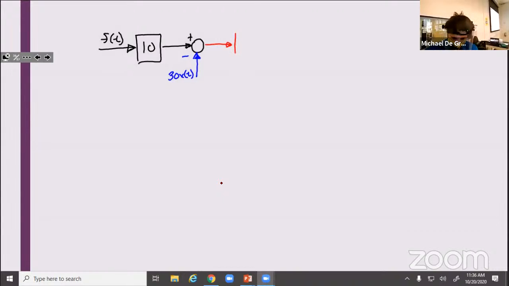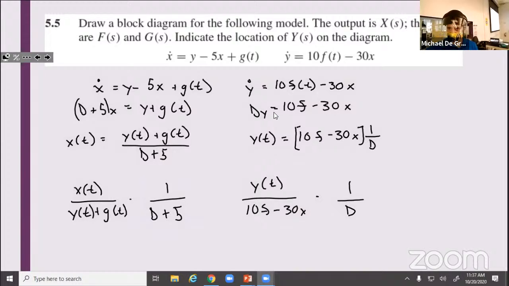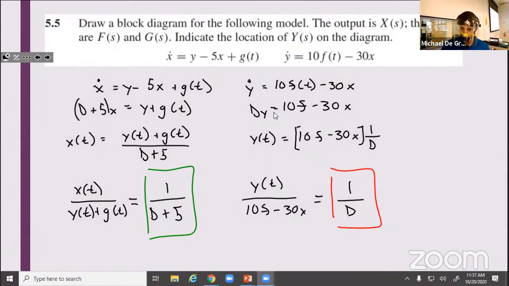This then goes into my, I used the wrong color, didn't I? Change that so that we don't get this. This will be red. And this one will be green for reasons. Okay, so all I've done is I said, well, I have some transfer function 1 over d. What do I need to go in there? Well, I need 10 times f minus 30 times x. That's what I need to go into 1 over d, right?